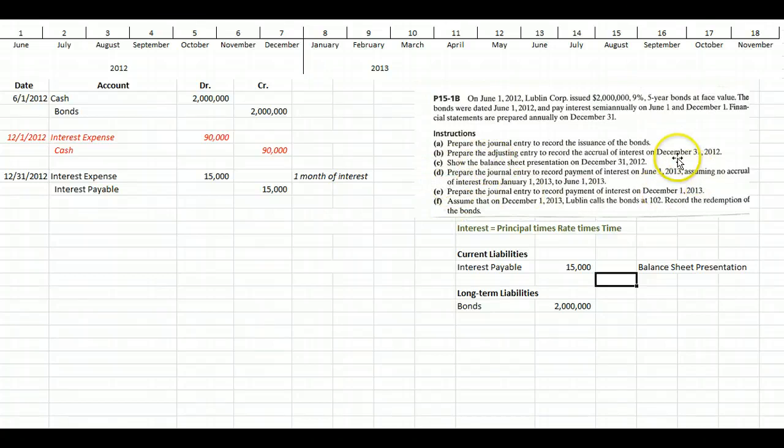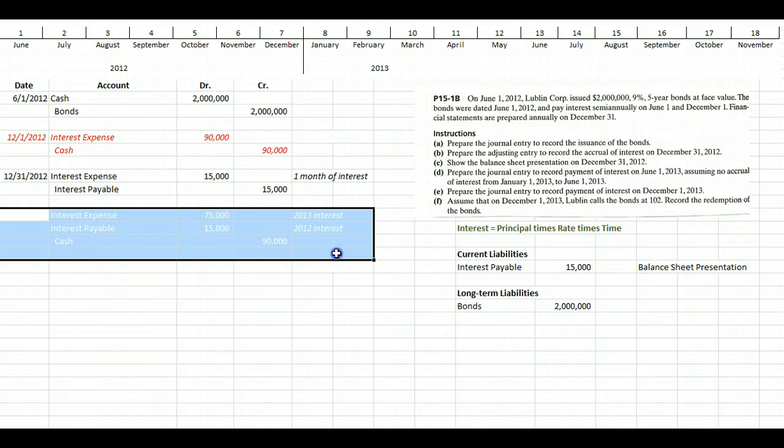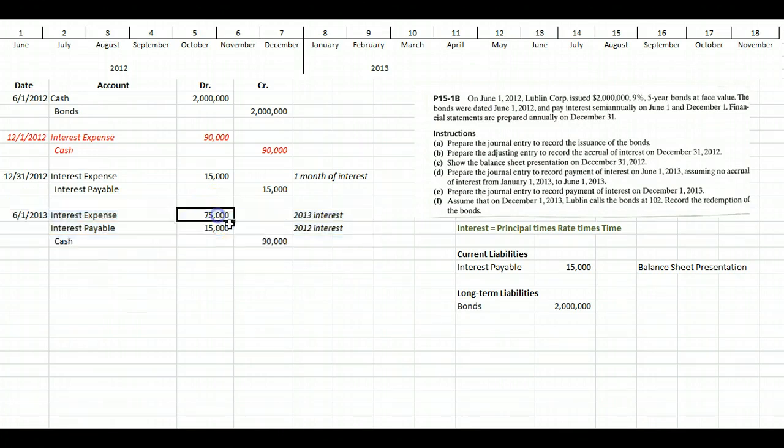Then it asks us to record the payment of interest on June 1st. So on June 1st, 2013, we're going to make that same $90,000 cash payment, but that's going to represent 1 month of interest left over from 2012 that we never paid. That's this $15,000. Plus 5 months' worth of interest expense for 2013. So what's that general journal look like? That entry looks like debit interest expense for $75,000. In other words, $2 million of principal times 9% divided by 12 gives us 1 month's worth of interest expense, times 5 gives us 5 months. So that's our 2013 interest expense, $75,000. The interest payable is the $15,000 liability from last year. And we're writing the check for $90,000, just like we do every 6 months.